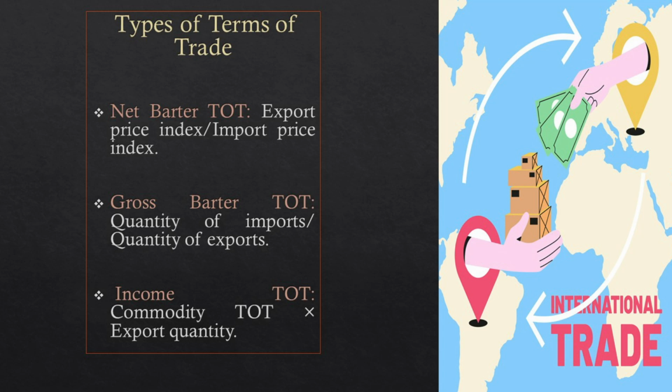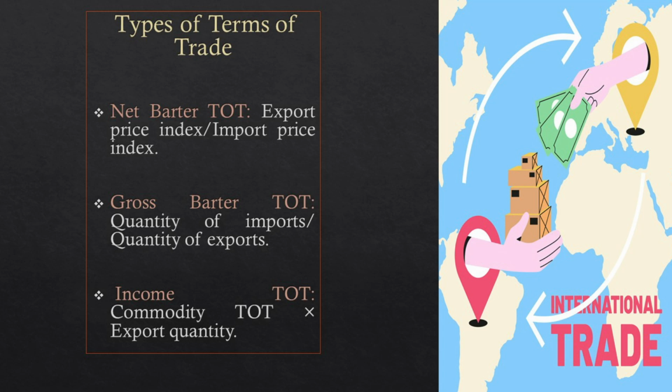The next is income terms of trade. Income terms of trade is defined as commodity terms of trade multiplied by quantity of exports. Symbolically, we can write TY is equal to PX divided by PM into QX, where TY is income terms of trade, PX means price of export, PM means price of import, and QX means volume of export.